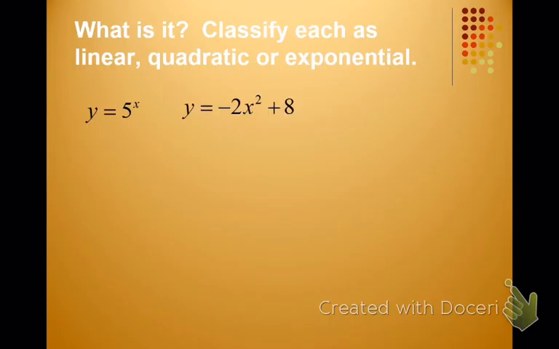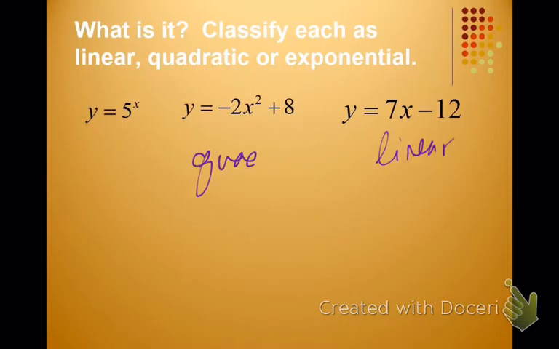Okay? Next one, y equals negative 2x squared plus 8. Right? That squared tells you that this is a quadratic. Anytime you have a variable that's being raised to the second power, it's a quadratic. Last but not least there, then this guy must be your linear model.